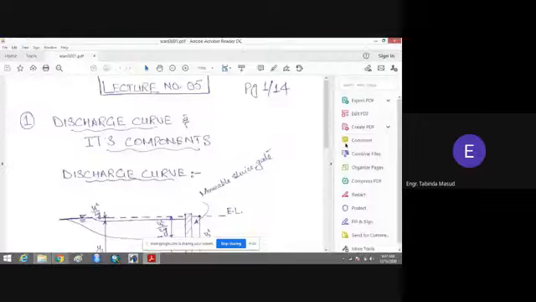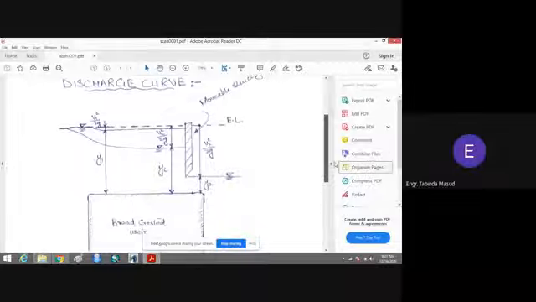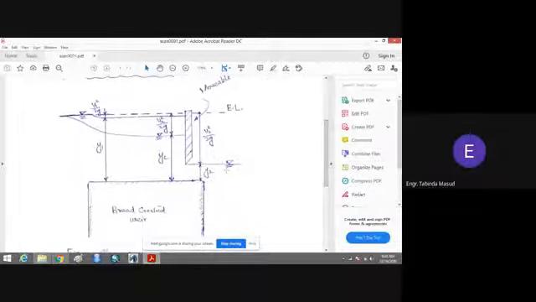Okay, in today's lecture, we will discuss what the discharge curve is and what the components of the discharge curve are. You can see that there is a figure. This is a side view of the broad crested weir that is installed across the width of the channel, and you can see that this is a movable sluice gate. You can open the gate, you can close the gate.